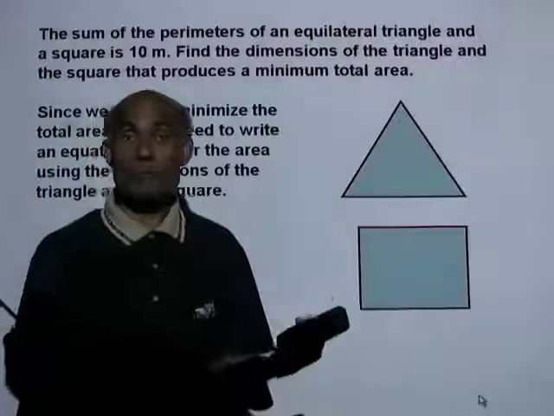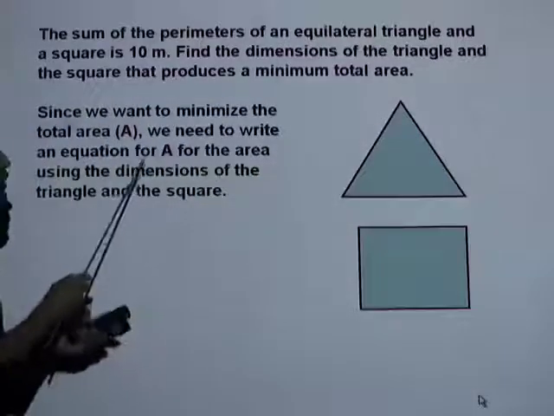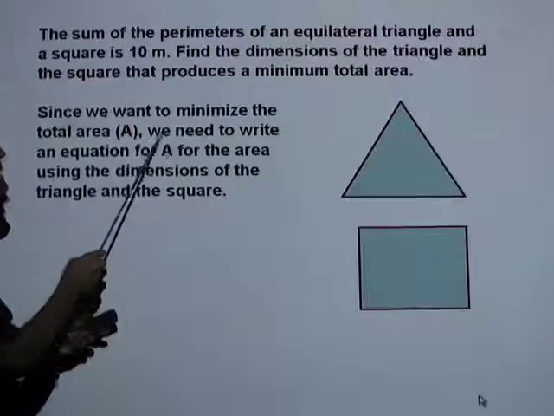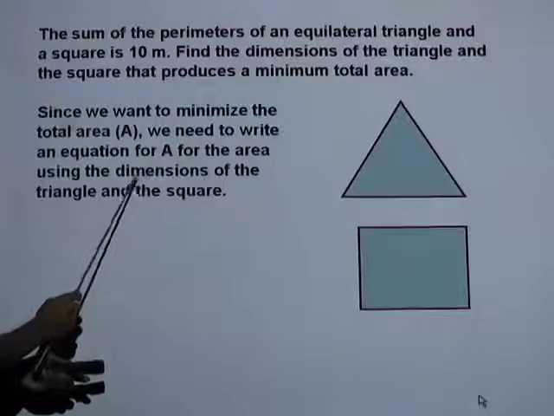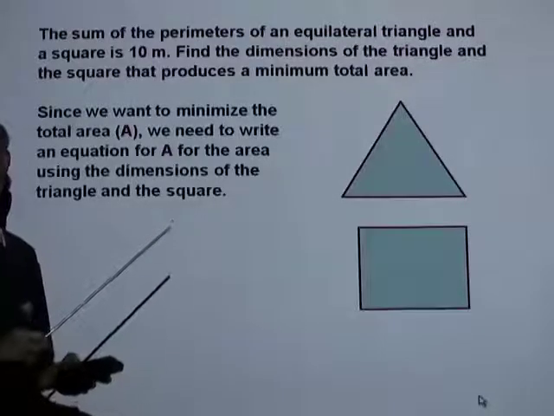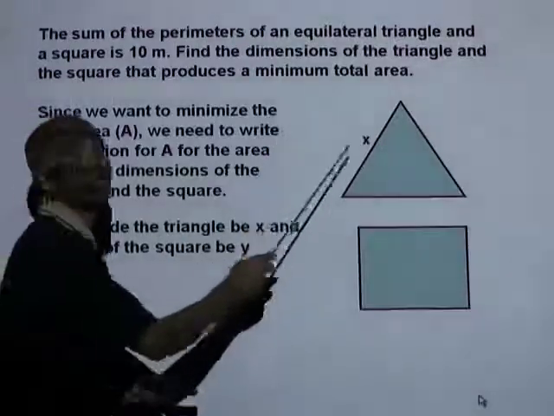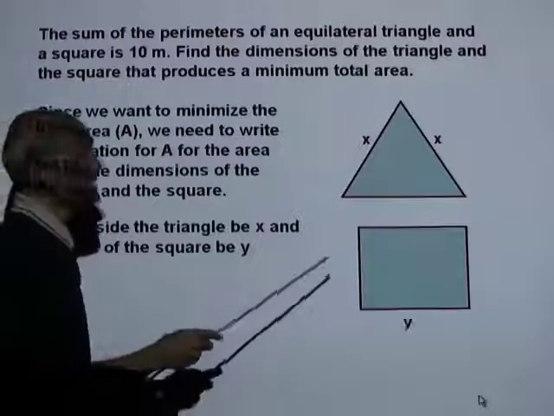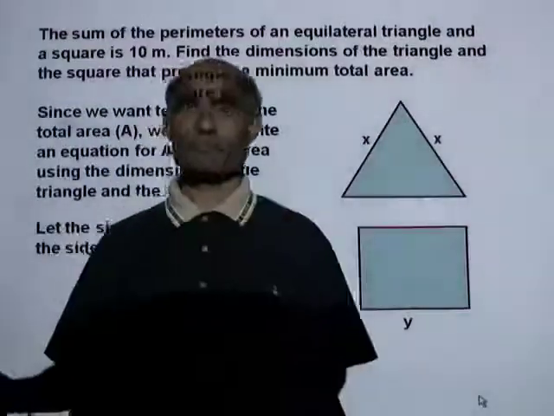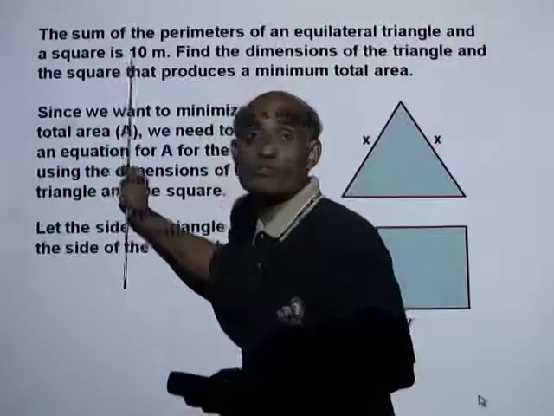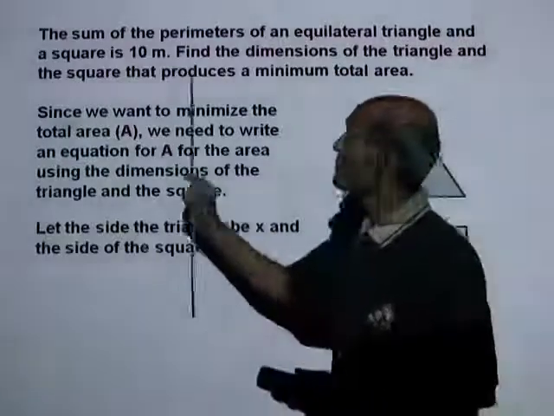So since we want to minimize the total area, we need to write an equation for the area A using the dimensions of the triangle and the square. So we start by saying let the side of the triangle be x and let the side of the square be y. All right, now tell me, is it possible to use this information to write a relation connecting x and y? What does this tell you?